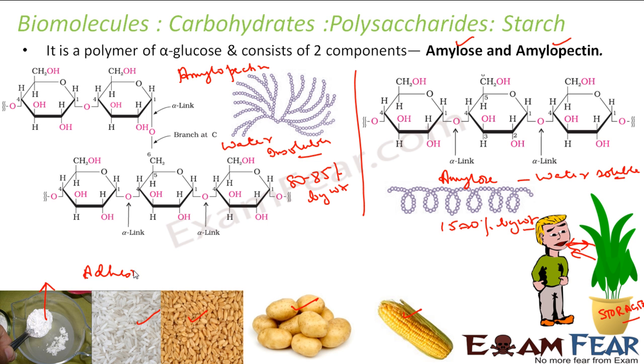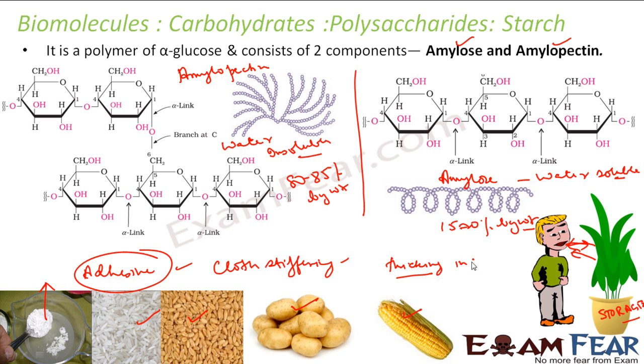Starch is used extensively to make adhesives, for cloth stiffening before ironing, and also for thickening your food in cooking. For example, if you are making a tomato soup and want to thicken it, you can use starch. The word starch is derived from the English word starchen, which means stiffen.